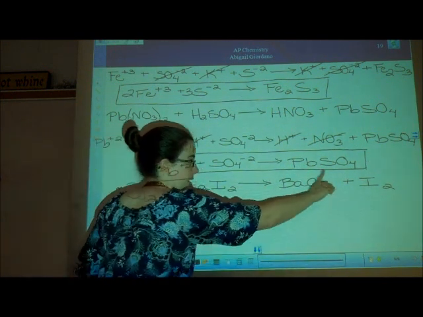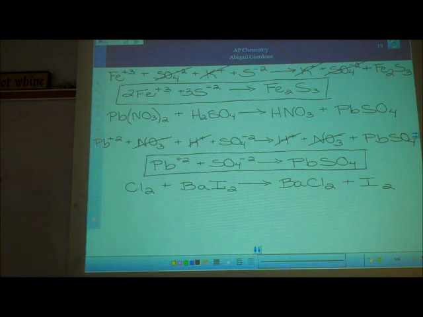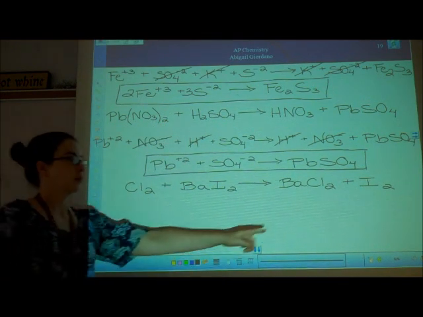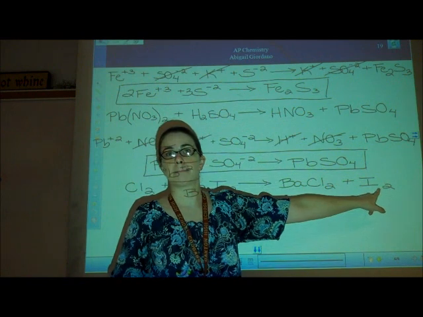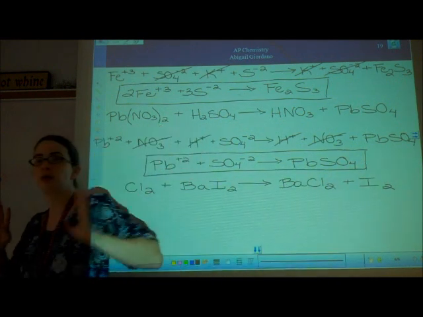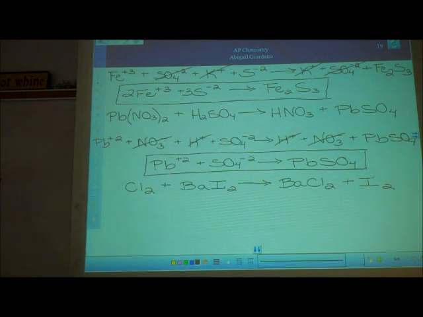And this is a compound, which you'll need to look at your rules. But here's another pure element. Leave it alone. Solubility rules do not apply to pure elements. Okay? Continue.